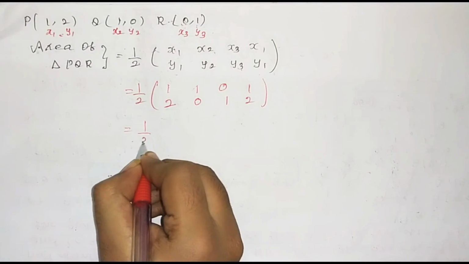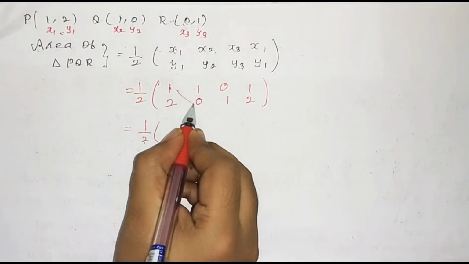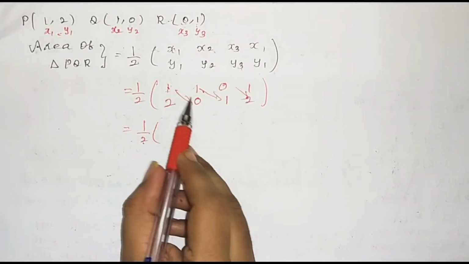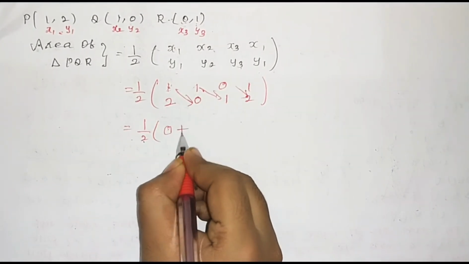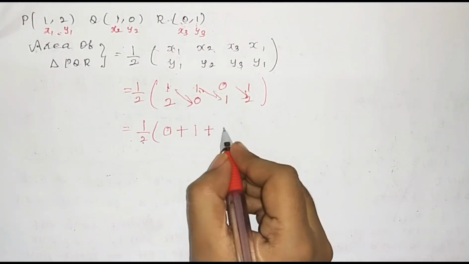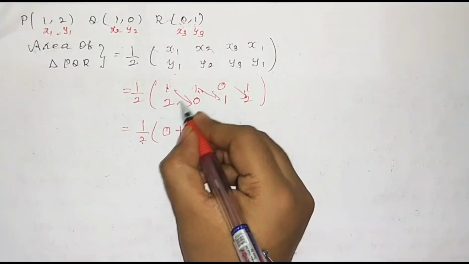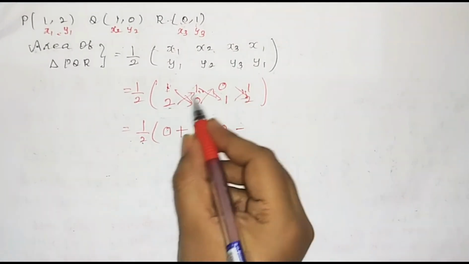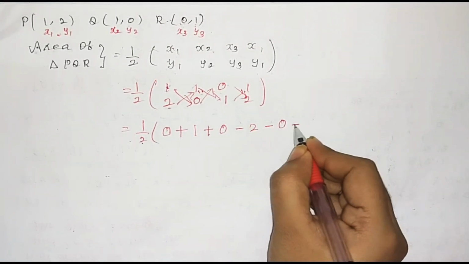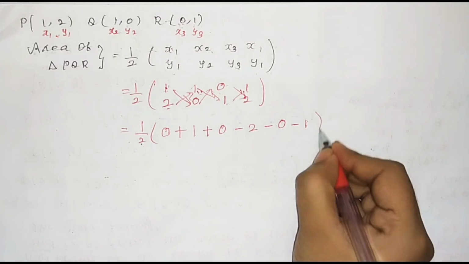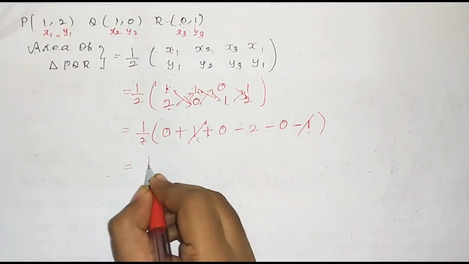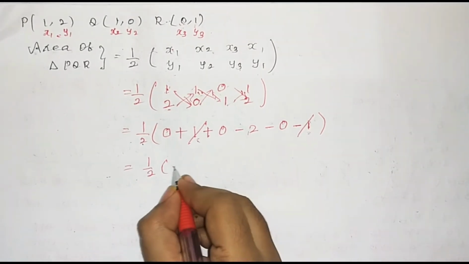Now we can apply the formula. 1 into 0, top to bottom positive sign, middle you know very well. 1 zeros are 0, directly I am writing. The middle is plus. 1 ones are 1. The middle is plus. 0 twos are 0. Next minus symbol, top to bottom minus symbol. 2 ones are 2, the middle is minus, 0 zeros are 0, the middle is minus, 1 ones are 1. So plus 1 and minus 1 we can cancel. So 1 divided by 2, the bracket is coming minus 2.